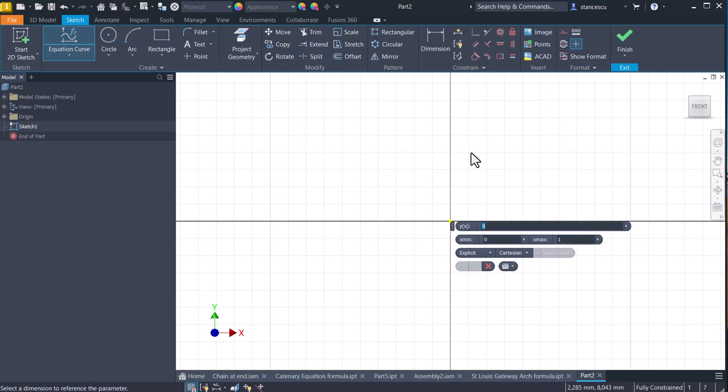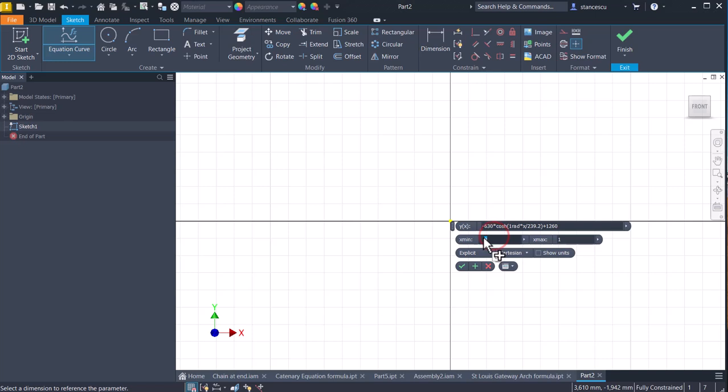I write here the formula: minus 630 multiplied by hyperbolic cosinus of 1 radian multiplied with x slash 239.2 plus 1,260 feet.